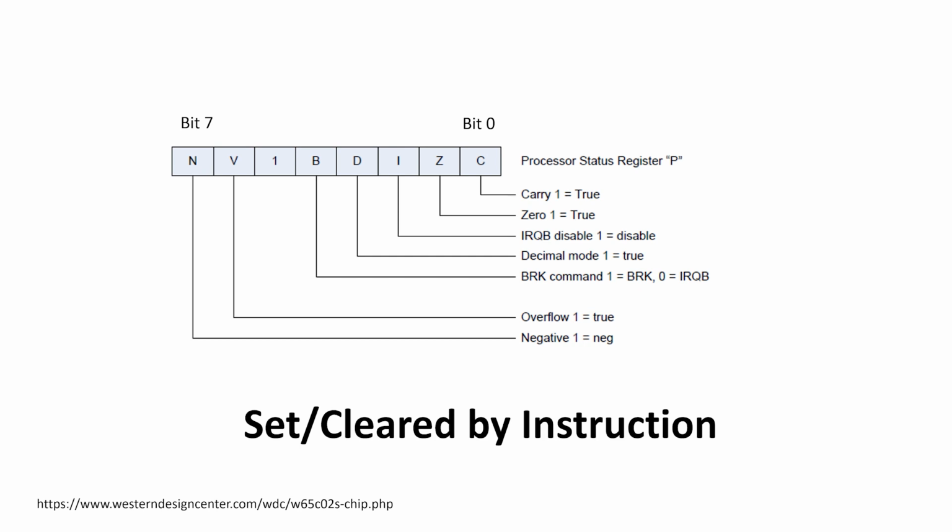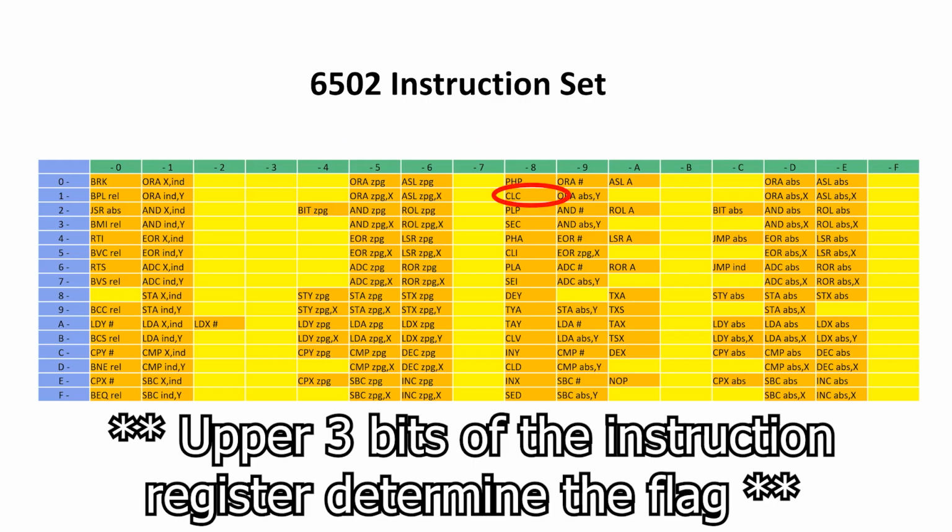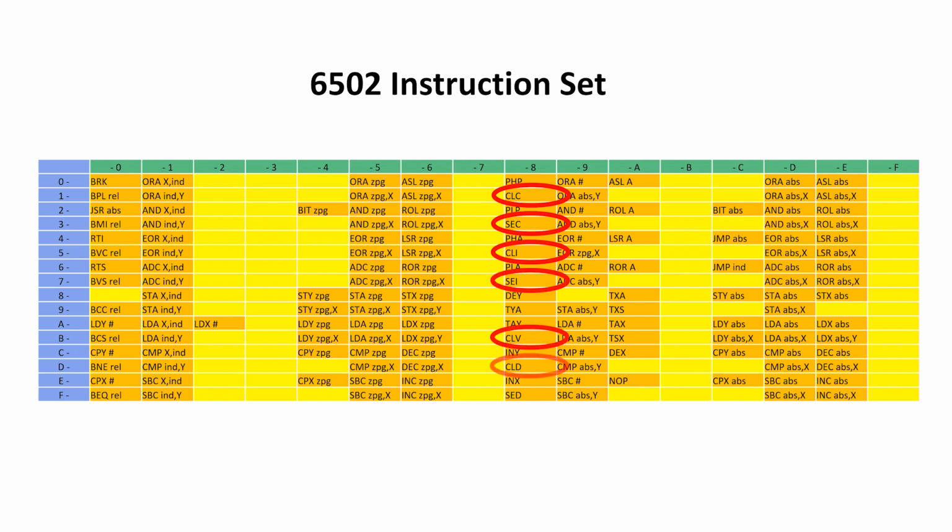Apart from the ALU, there are actually a number of instructions that can directly set or clear certain flags, specifically overflow, decimal, interrupt, and carry. We can see these instructions here, and it's the top three bits of the opcode that determine which flag is set or cleared. The bottom five bits are set to the value of 18 hexadecimal.